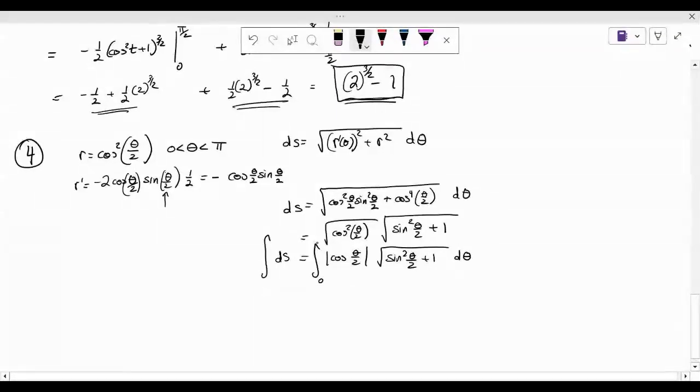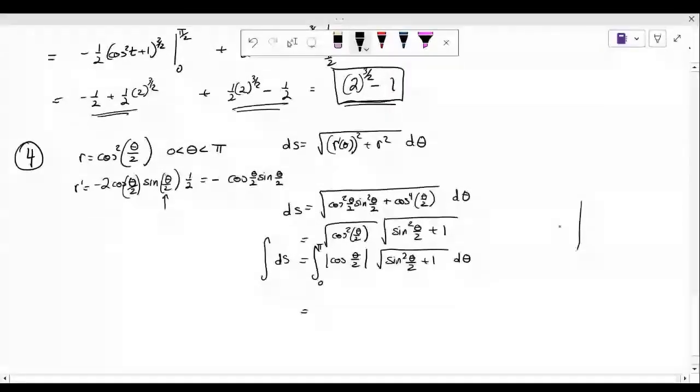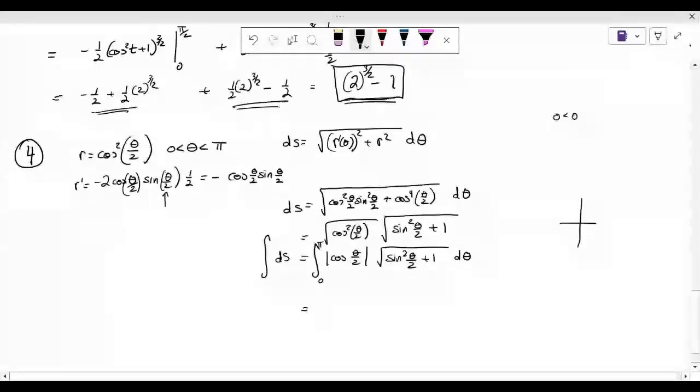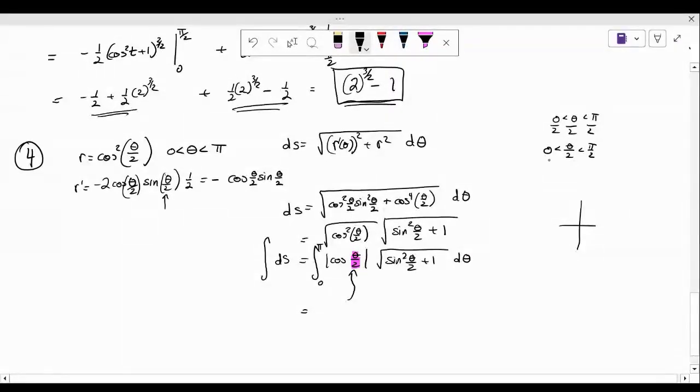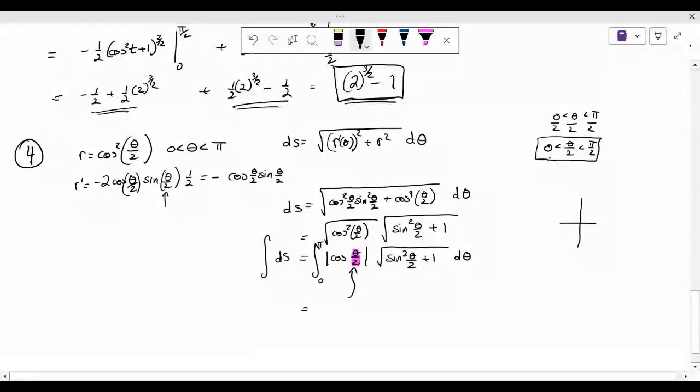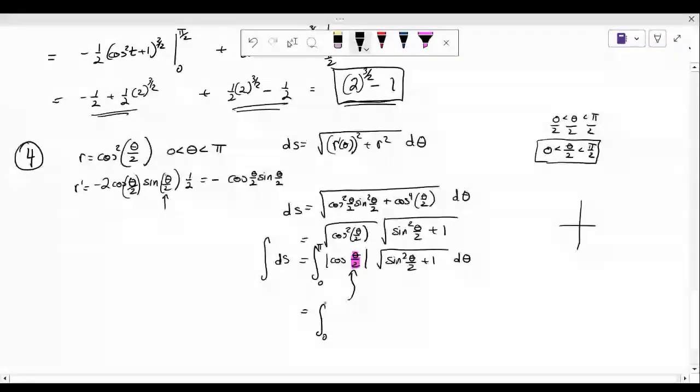And the bounds were from 0 to pi as well. So I guess if theta is between 0 and pi, we want to focus on this theta divided by 2. So we're going to divide everything by 2. And we see that theta divided by 2 would be between 0 and pi over 2. So is cosine of theta divided by 2, when theta divided by 2 is in the first quadrant, going to be positive or negative? It's positive. So we know we're safe to drop the absolute value bars.